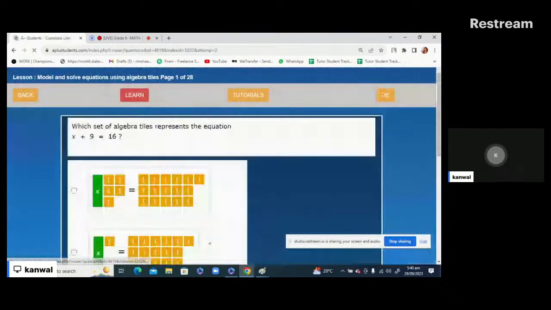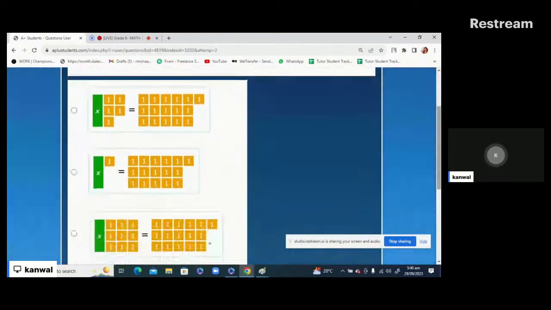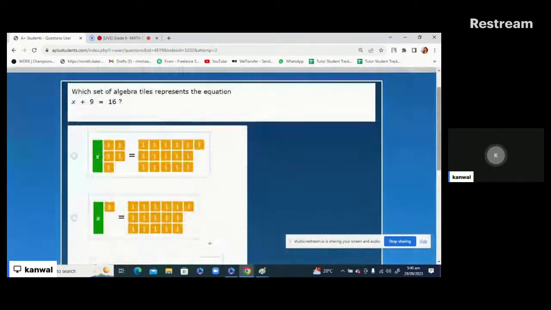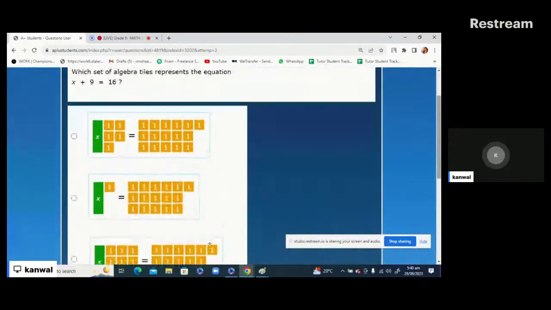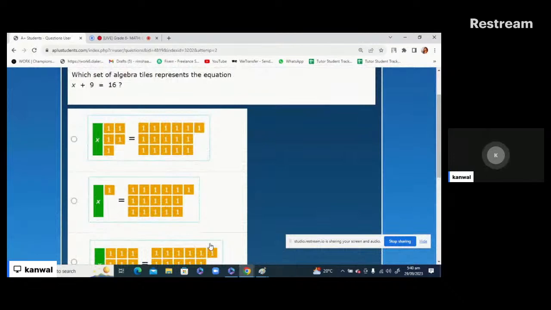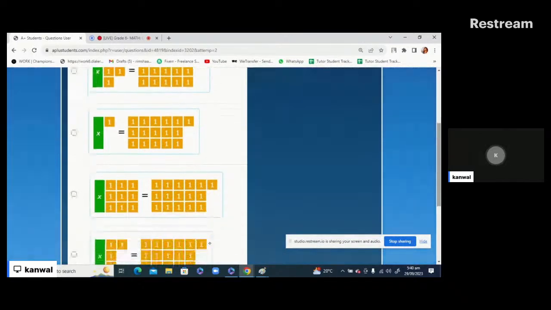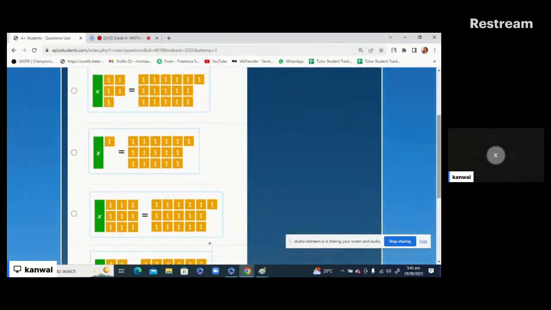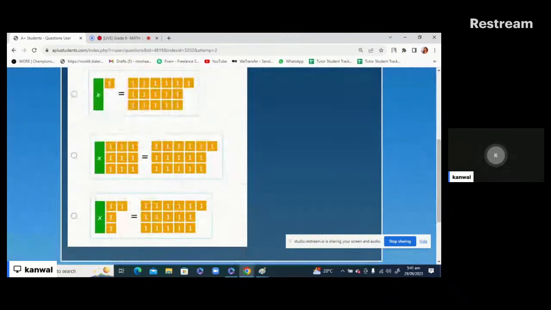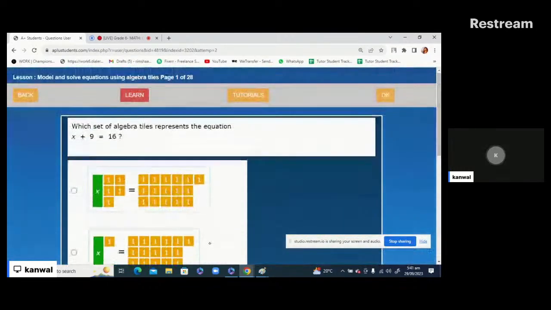Now here are some test questions. So I must say x plus 9 equals 16. x, and then you just check where the other 9 tiles are. 1, 2, 3, 4, 5. This is not. In the second part that is only 1. In the third this is 9. And that is equal to 16. And are these 16? Yes. So here is the answer.